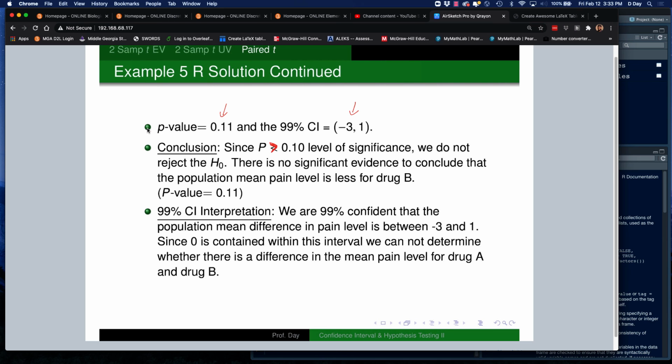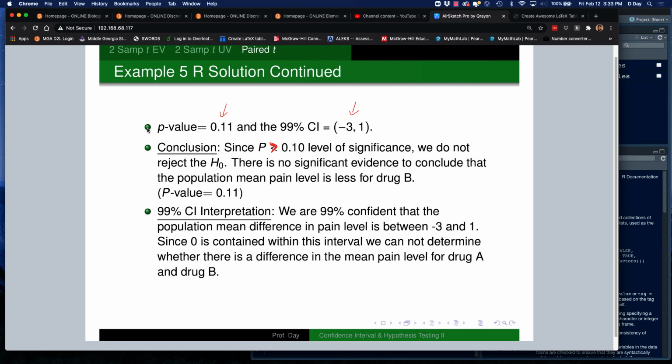Since p is greater than the 0.10 level of significance, we do not reject the null hypothesis. There is no significant evidence to conclude that the population mean pain level is less for drug B. So we have nothing to say at all that it's less. Simple, quick, easy conclusion.